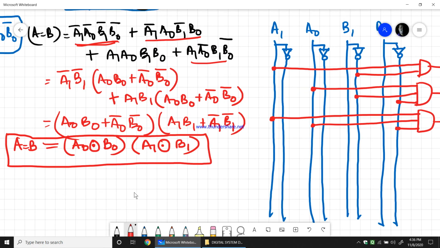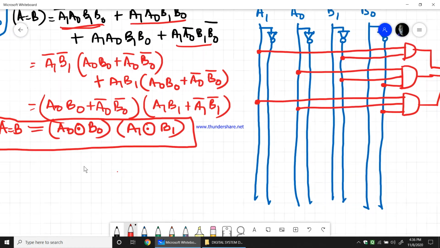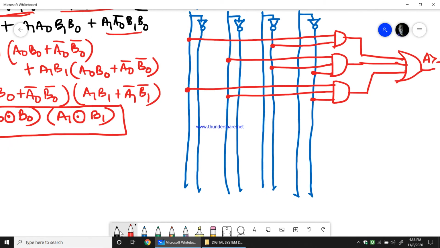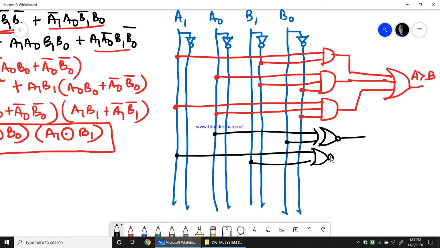For A equals B, we see that A0 XNOR B0, A1 XNOR B1, and they both get ANDed up. Therefore, A0 XNOR B0, then A1 XNOR B1, and these both will go to an AND gate. So this is A equals B.